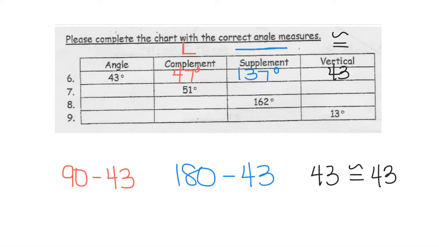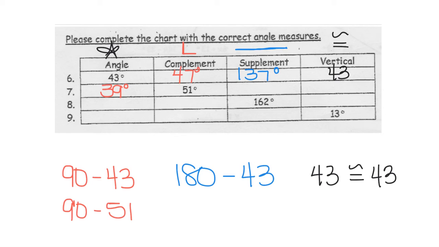Now, I want you to use this to help us do 7, 8, and 9. I'm going to do number 7 with you, and then I'm going to let you do 8 and 9 on your own. So number 7, I've been given the complement. So let's find the original angle, because the original angle here is my key piece of information. What we knew about complements, they add up to 90. So 90 minus the complement is going to give me my angle. And 90 minus 41 is 39 degrees. So 39 degrees is my angle.